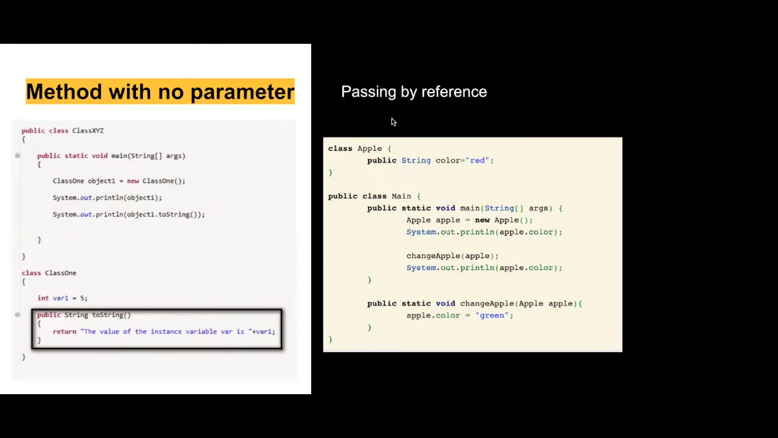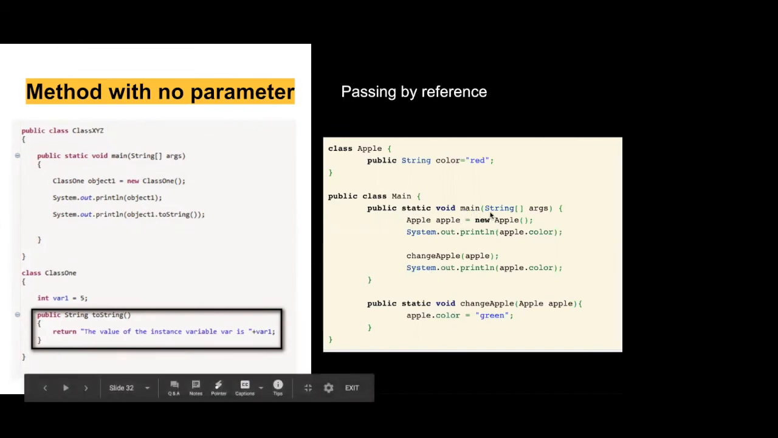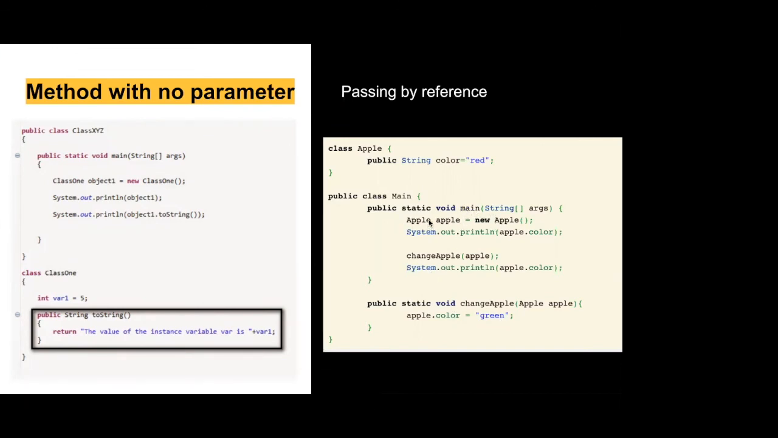And the other example is passing by reference. So here we have a simple Apple class. Let's take a look at the main method. First, we create an object, an Apple object. Then we print out the color of the apple. Then we call this changeApple method. So here, let's take a look at the method.